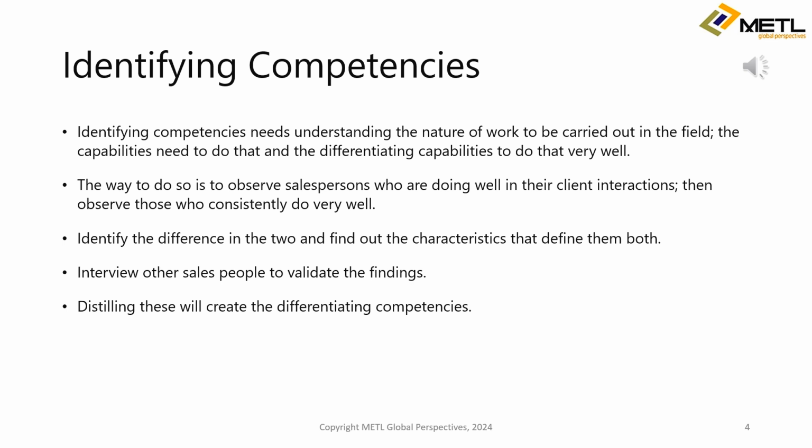But what's most important is to review and validate whether these 10 or whatever competencies that have been discussed in the room are correct or not by observation. The way to do so is to observe the salespeople who do well in their client interactions and then closely observe those who consistently do very well. Identify the difference between the two and find out the characteristics that define them both. Interview other salespeople based on these findings to validate the findings. Distilling all of these will create your differentiating competencies.